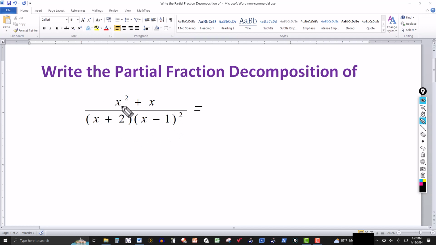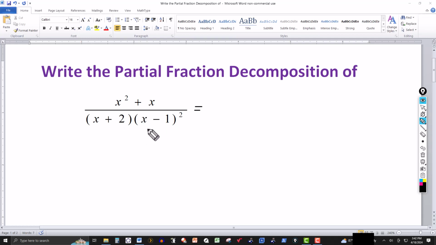Number one, though, you have to make sure that it's a proper rational expression. So we want to make sure that the degree of the numerator is less than the degree of the denominator. The numerator has degree 2. Got an x squared there. You have an x for this factor, and this is x here, but you got a square, so this has degree 3. So the degree of the numerator is 2. The degree of the denominator is 3. 2 is less than 3, so we're okay there.